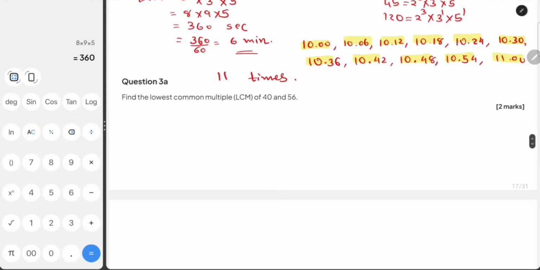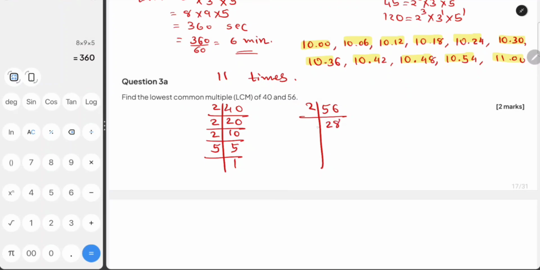See the third question, LCM of 40 and 56. Let's do the prime factorization. 40 divided by 2, 20, 20 divided by 2, 10, 10 divided by 2, 5, and 5 ones are 5. And 56, it's divisible by 2. You will get 28 divided by 2, 14, divided by 2, 7, 7 ones are 7. So 40 can be written as 2 raised to 3, 5 raised to 1, and 7 raised to 0. Sorry, I made a mistake earlier. And 56, that's 2 raised to 3, 5 raised to 0 and 7 raised to 1.